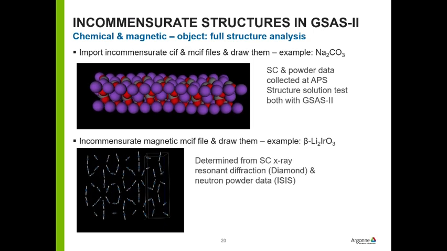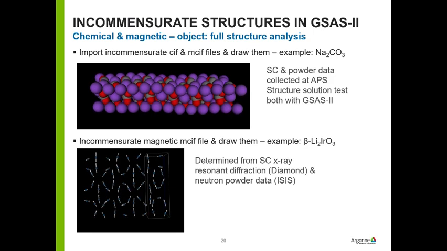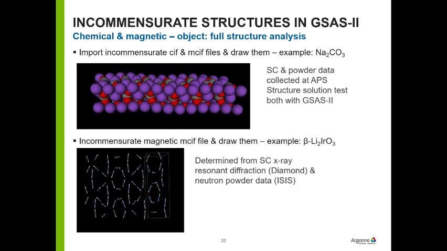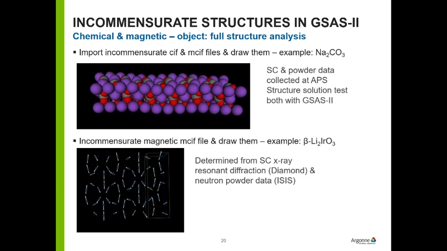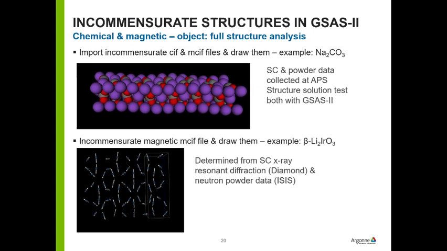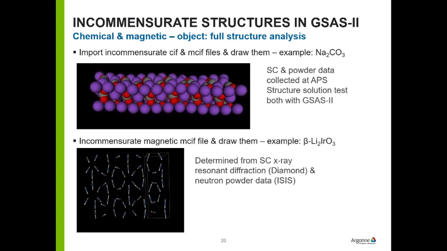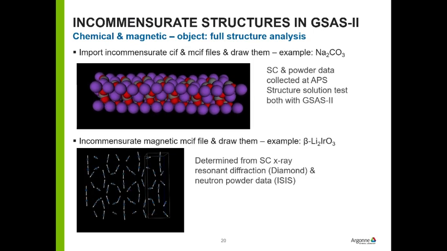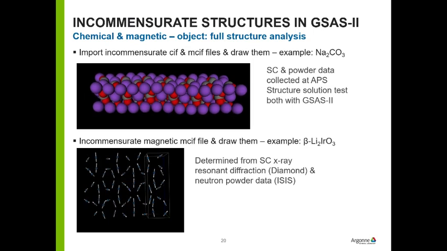But this is an attempt to show how it varies, and you can see the sodium atoms wiggle in an up-down way, and the carbonates do a little rocking back and forth as the sodium atoms move. There's also a facility within GSAS-II for reading in incommensurate magnetic CIF files, and you can draw them out. And they do that kind of thing with the magnetic moments.